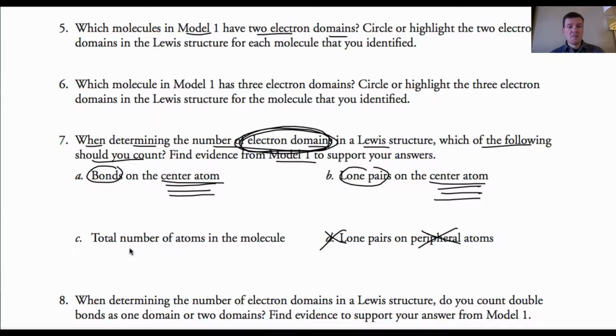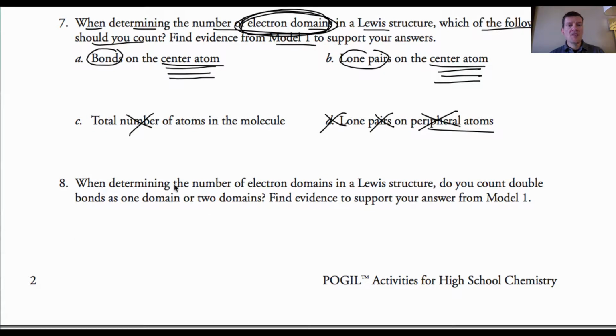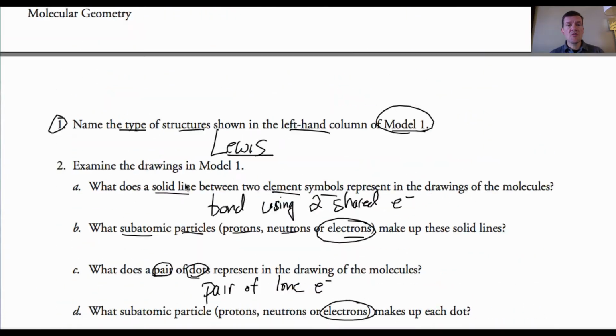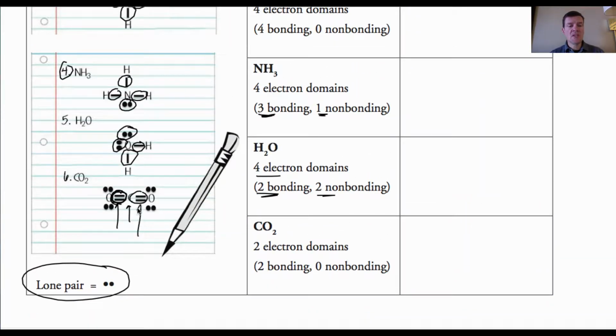Okay? I don't count the total number of atoms. I don't count the lone pairs that are on the atoms outside of the central atom. When determining the number of electron domains in a Lewis structure, do you count double bonds as one domain or two domains? I kind of already mentioned this. A double bond is only one domain, even though, for example, as I pointed out here, this is a double bond right here. You only are going to count that as one electron domain. And this is going to become more and more clear to you as I step you through the process of drawing these Lewis structures by yourself.